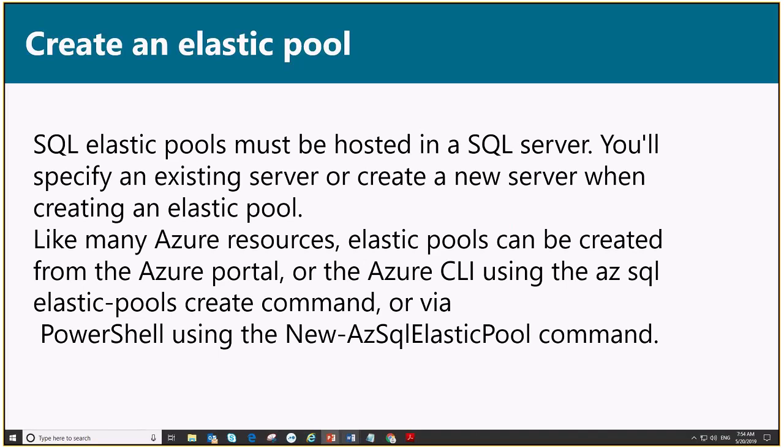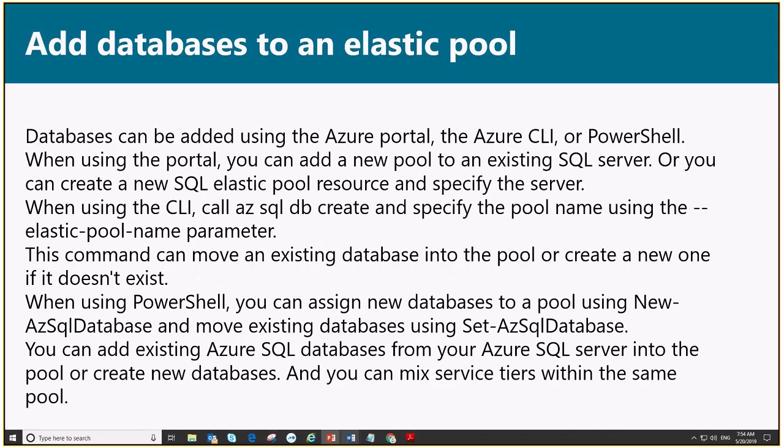SQL Elastic Pool, because it has SQL in front of it, is hosted only in SQL Server. You can specify an existing server or create a new server when you create an Elastic Pool. Like many Azure resources, an Elastic Pool can be created from the Azure Portal, or using PowerShell, or using the Azure Command Shell with the Azure SQL create command. So you can use all these different types of commands to create an Elastic Pool. Then you go to add databases to the Elastic Pool, databases you have created in the Azure portal.